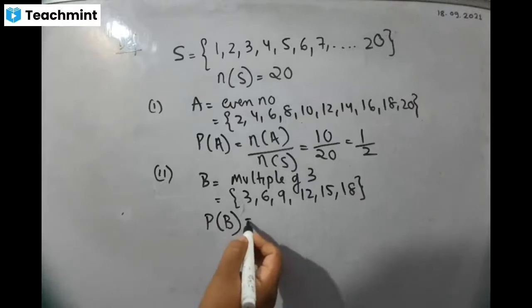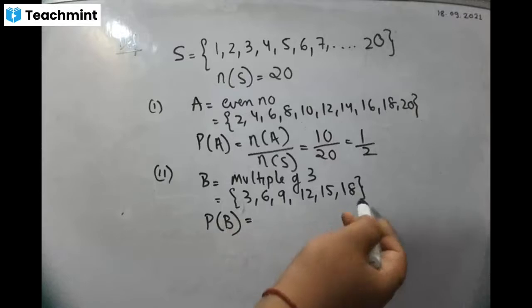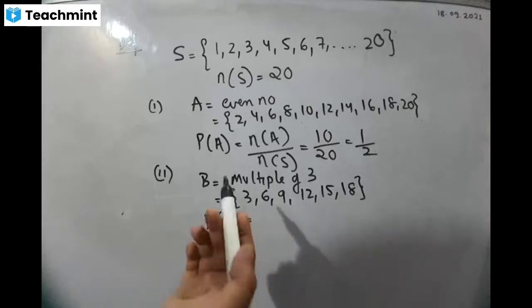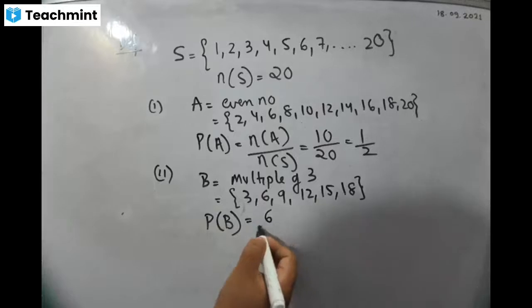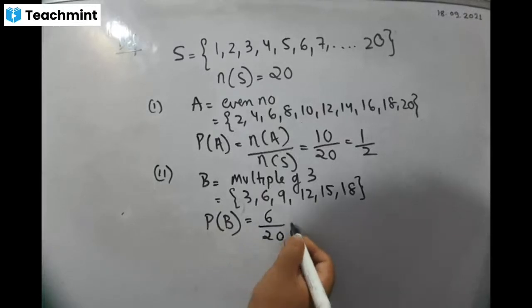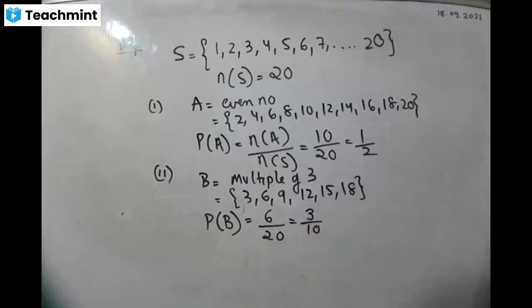So how many cards are favorable to you? That means 1, 2, 3, 4, 5, 6. Out of 6 cards, any one can come, because these are multiples of 3. So 6 divided by total is how much? 20. So when you cancel, 2 threes are 6, 2 tens are 20, it is 3 by 10. That means out of 10 chances, there are 3 chances that the card drawn from the bag will be a multiple of 3. So these were the type of questions that were taught in class 10. So we will continue from there only.